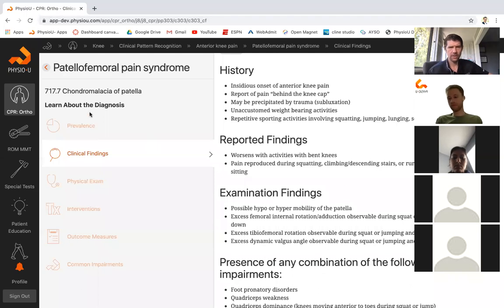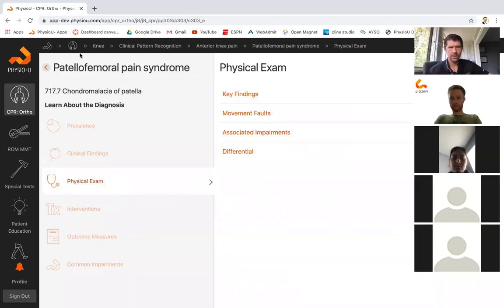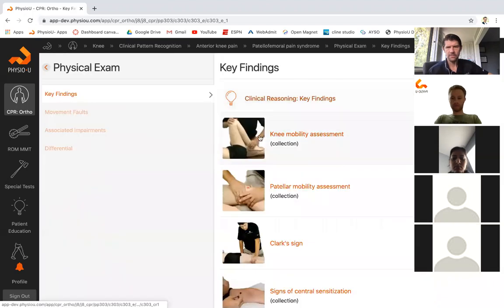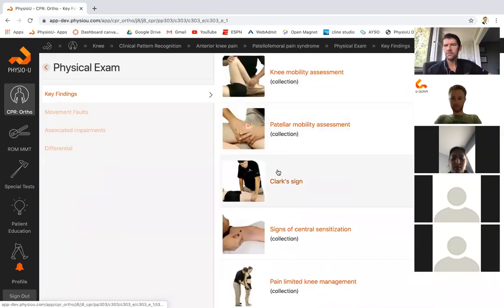So let's see if we go to, all right, key findings, physical exam. So remember, any time someone comes in with knee pain, part of our exam is looking at that joint.